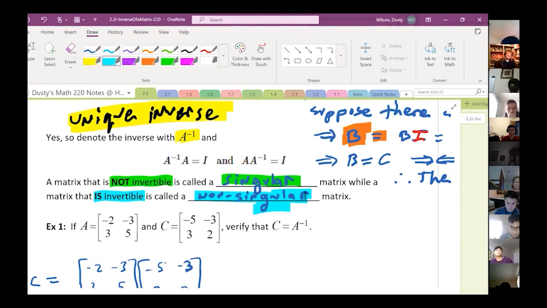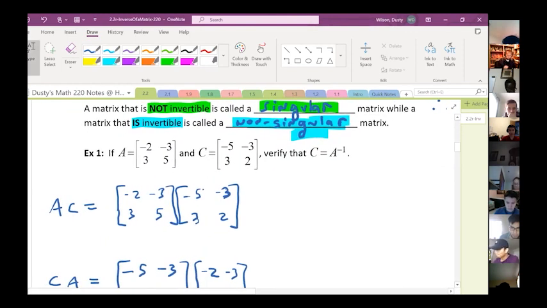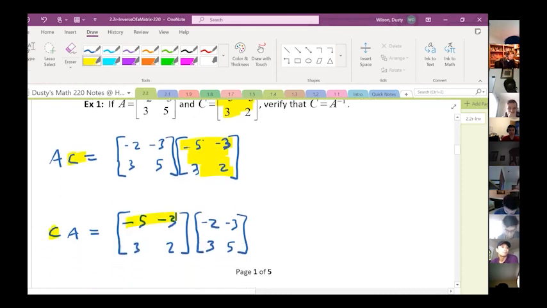All right, so let's see how all this stuff works. If we want to verify that this matrix C here is the inverse of A, that it's actually A inverse, then we're going to find AC and we're going to find CA. We're going to multiply on both sides and just verify that it works. What should we get when we multiply these two things together? If it is indeed the inverse, we should get not quite one, but we should get I.